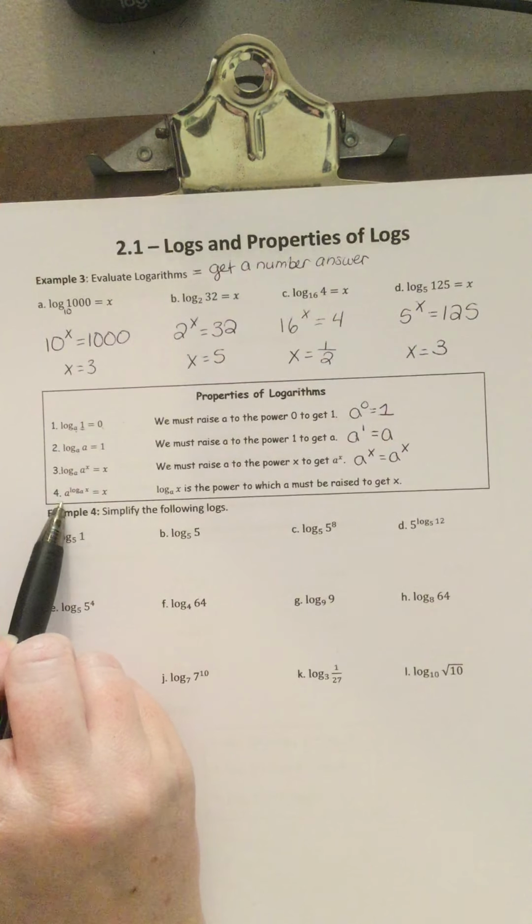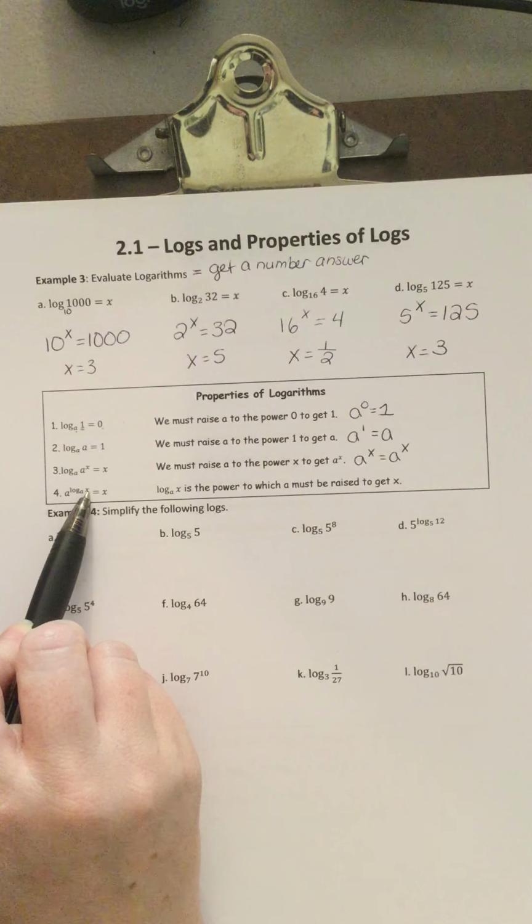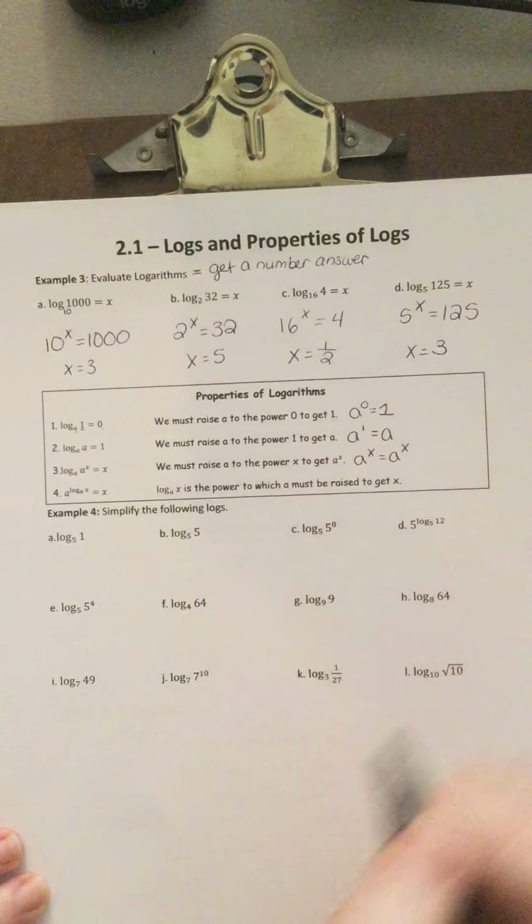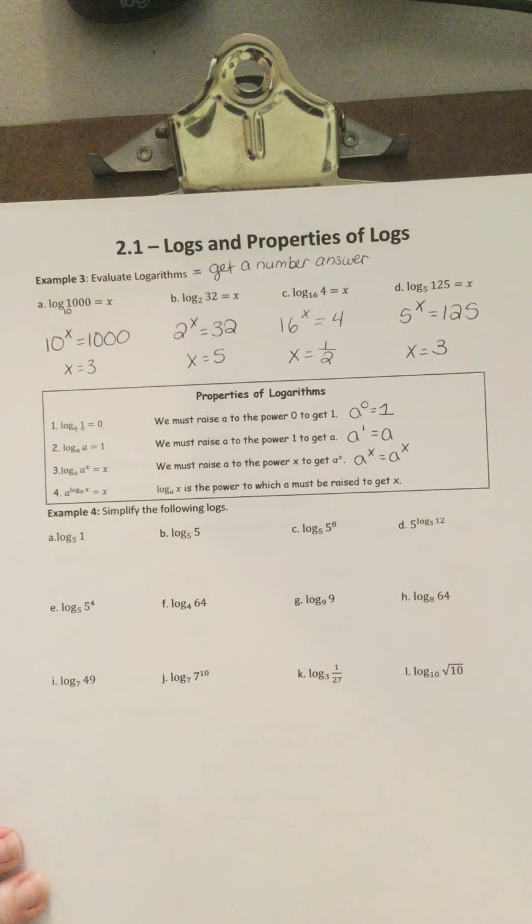All right, and then for number 4, take a look at this. The base of the exponent and the base of the log are the same. When you see that, basically you can cancel them out, and your answer is whatever the log is finding a number of. All right, so let's actually see what this looks like when it's actual problems here.